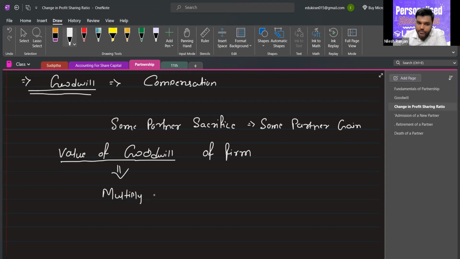the gain or sacrifice of each partner. Maybe sometimes one partner is not gaining or sacrificing. In that case, we have to multiply it with the gain or sacrifice of the remaining partner. So we will multiply the value of goodwill of the firm with the gain or sacrifice of partners, and then we will pass the journal entry for that.